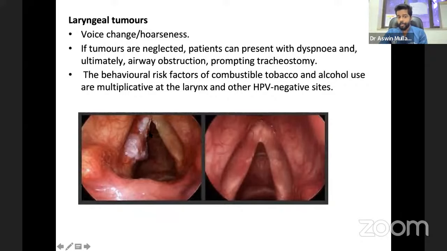Suppose the same tumor further grows beyond and has a proliferative component, it can impede the airway. In that case, the patient will have stridor, and immediately, as an emergency procedure, the patient may end up going for tracheostomy.